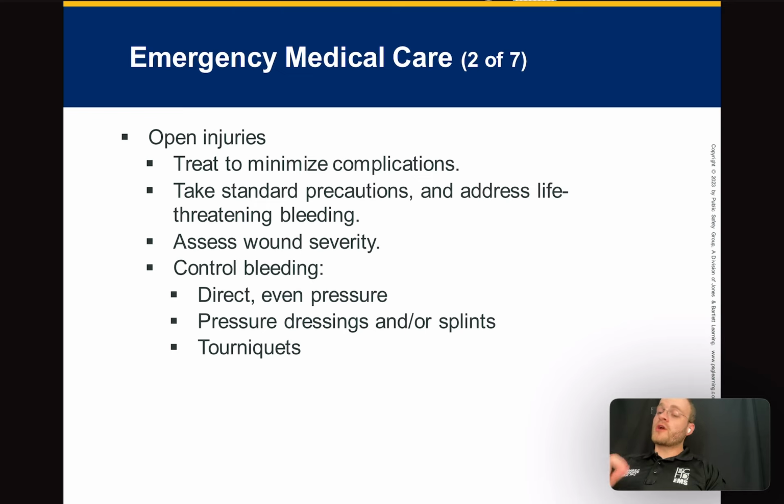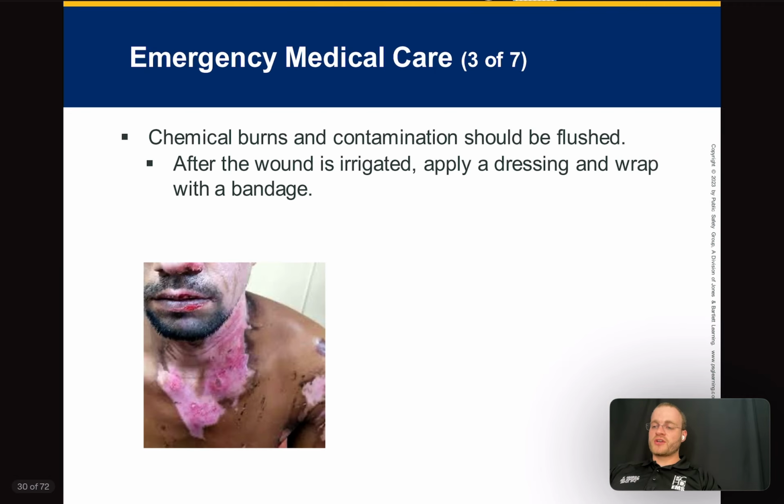Control the bleeding. Remember, direct pressure is very effective for all bleeding. So when we don't have a tourniquet, we just become really good at direct pressure, okay? Pressure dressings and or splints are effective, like air splints especially, and tourniquets.